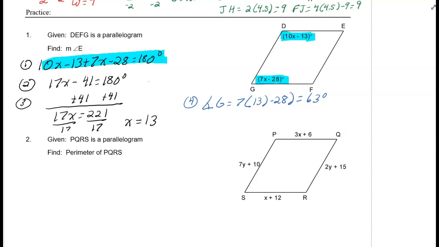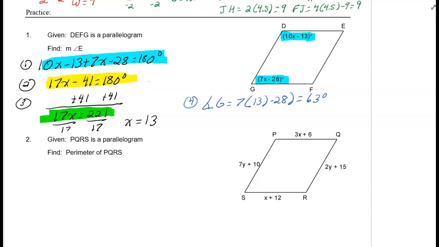You then combine like terms to get step 2 here in yellow. So add 41 and you will get the step in green. Divide by 17 and you get x to be 13. The next step I did is I took 13 and I plugged it in and I found angle G.